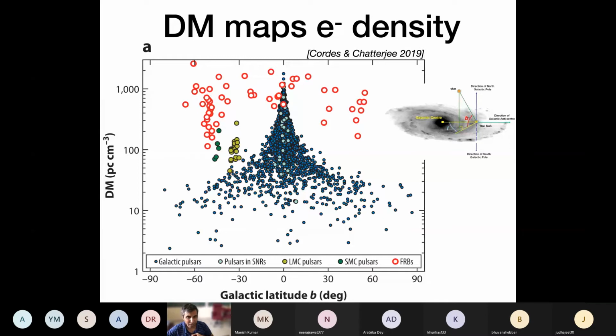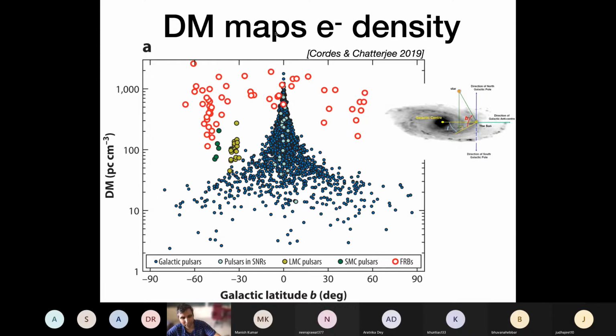Here these blue circles show the DM as a function of galactic latitude b, and indeed you see that for the pulsars in the galactic plane, the DM is quite high, and as you go to b equals plus or minus 90 degrees, the DM becomes smaller. What do you expect?